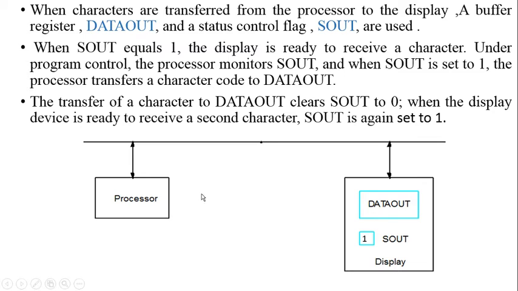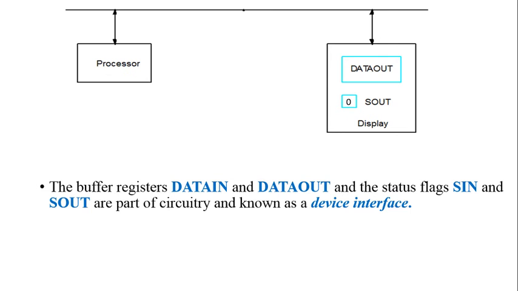Whenever this data transfer from the processor to data out is completed, SOUT automatically changes to 0. After completing the display process of the value from data out, the SOUT value is again set to 1, indicating that the display unit is ready to receive a new character. We continue this process in order to display different characters.